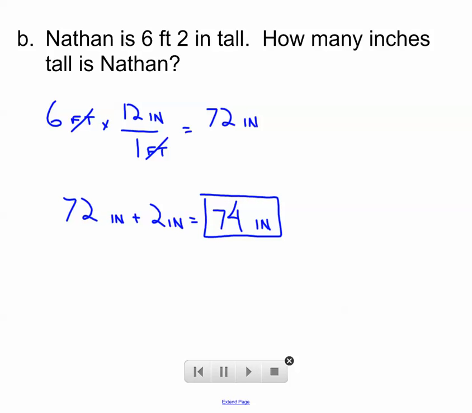I really want you to get used to this method of conversion for measurements. Seeing the units makes things kind of easy as far as, do I multiply 6 times 12 or do I divide? If the 12 is on the bottom, I'd divide. But since it's on the top, I'm going to multiply.